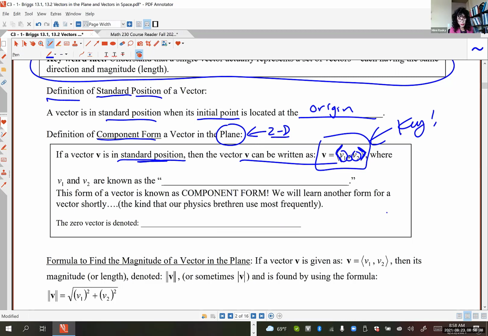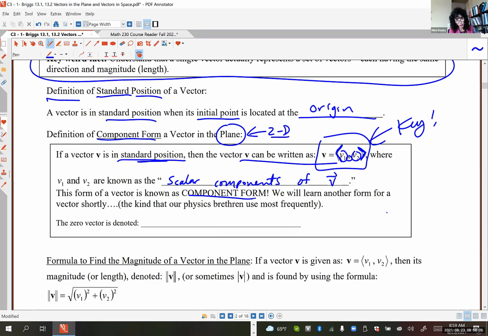Now those two numbers, they're just going to be pure numbers, are known as the, quote, scalar components of the vector v. And remember, we just talked about what a scalar is. A scalar is a pure real number. So the numbers that you see inside your angular brackets are just pure real numbers delimited by a comma. Okay. And this is known as component form.